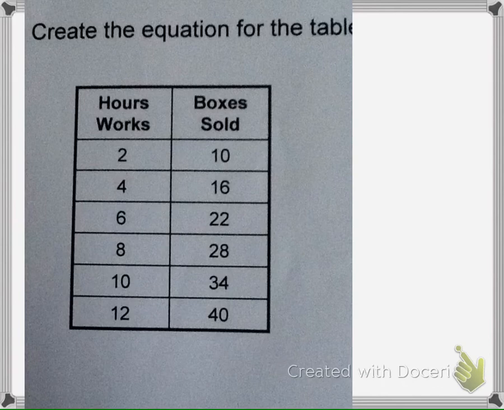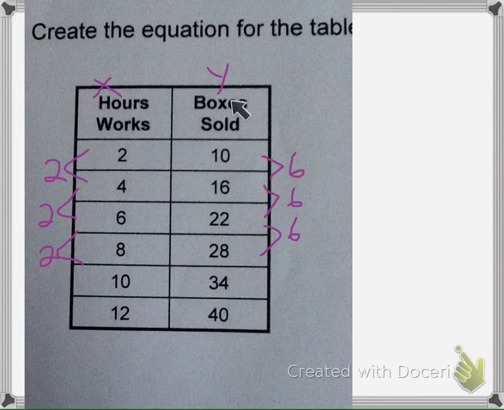Alright, equation from a table. First thing I do is put in carets. My y side is going up by 6s. My x is going up by 2s. Then I always do change in y, which is the same as the rise, divided by my change in x, which is the run. So rise divided by run, 6 divided by 2, gives me 3. So this is my slope.